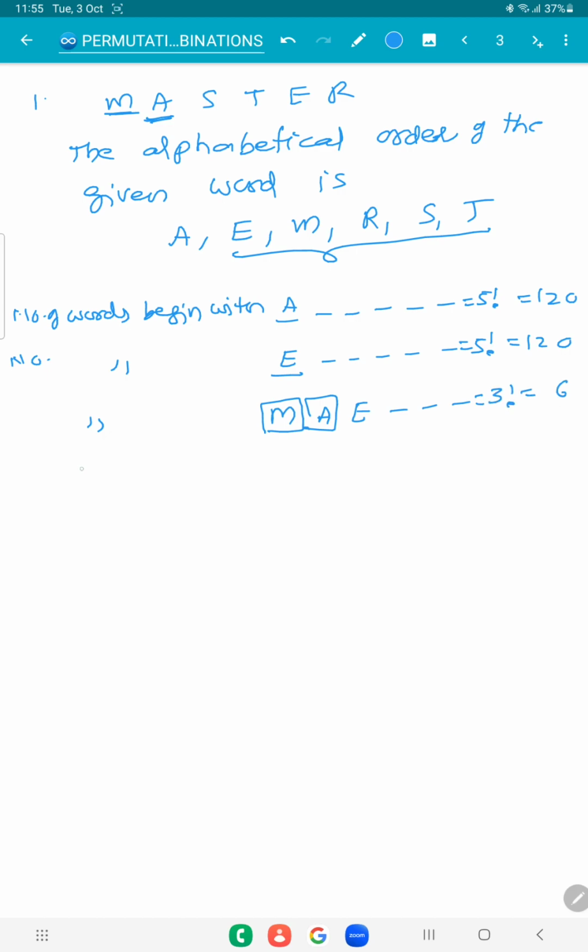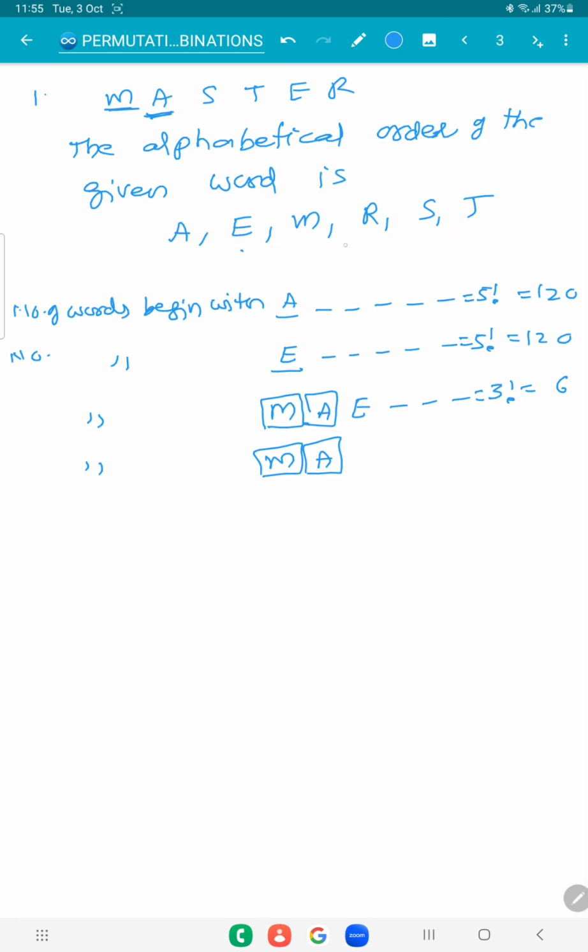That is 6. Next, after we are done with MAE, M and E are locked. Now which letters will we have? R, right? MAR, 1, 2, 3. So how many are there? 3 factorial, so that is 6. After we are done with these, M is locked, A is locked. After R is done, S is needed, right? So we have to lock that. When S is locked, again we come forward. We have E. So that is 2 factorial only.